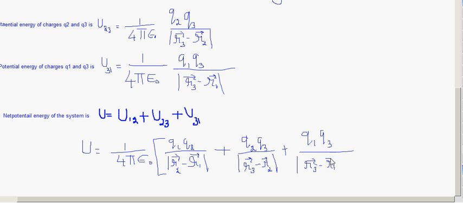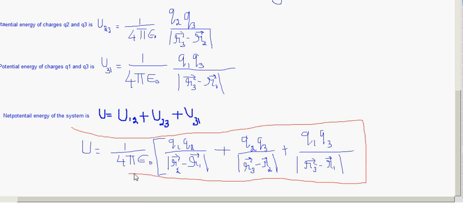So this equation gives the potential energy of a system of 3 charges, where the charges are at distances R1, R2, R3 from the common origin. U is 1 by 4 pi epsilon naught into Q1 Q2 divided by the distance between 1 and 2, plus Q2 Q3 by the distance between 2 and 3, plus Q1 Q3 by the distance between them.